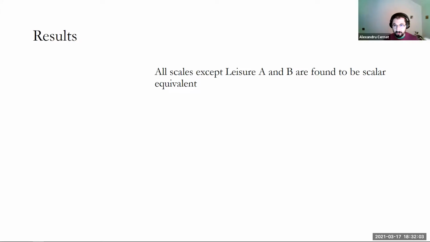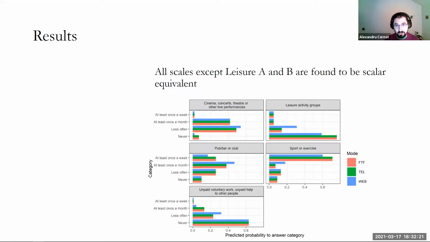Over all the scales we look at and over the 3 modes, we found that all of them are scalar equivalent except leisure A and leisure B. And here we have particular questions that are significantly different across modes. So again, I would say this is a very positive finding. The questions that were different were these ones.